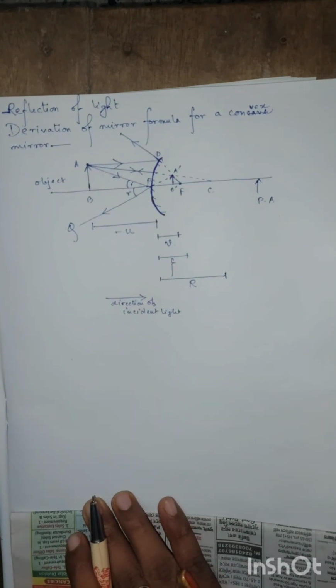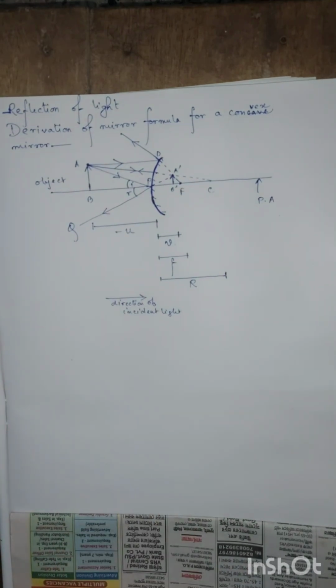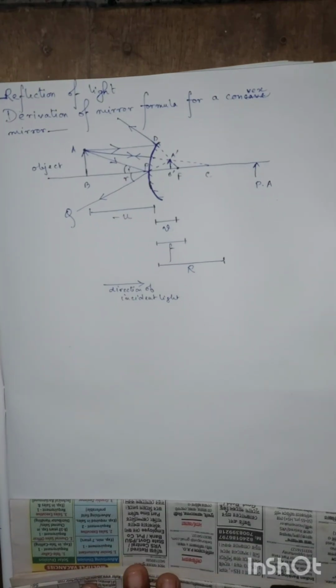So the distances measured in the direction of incident light are taken positive, and the distances measured opposite to the direction of incident light are taken negative. So this is our diagram. Now let us try to prove it.